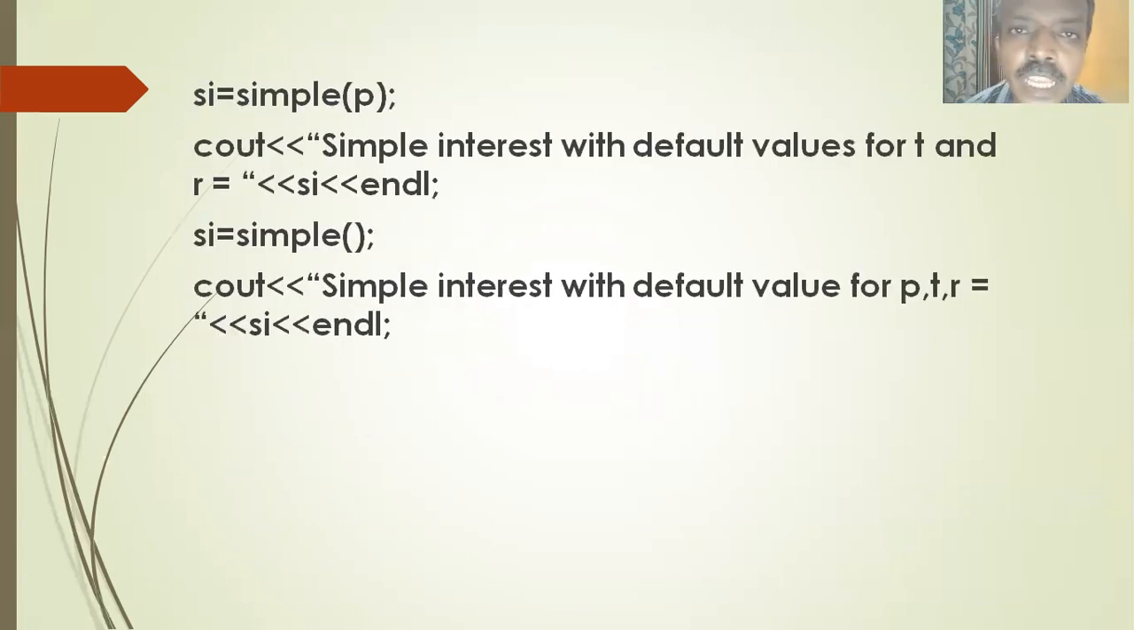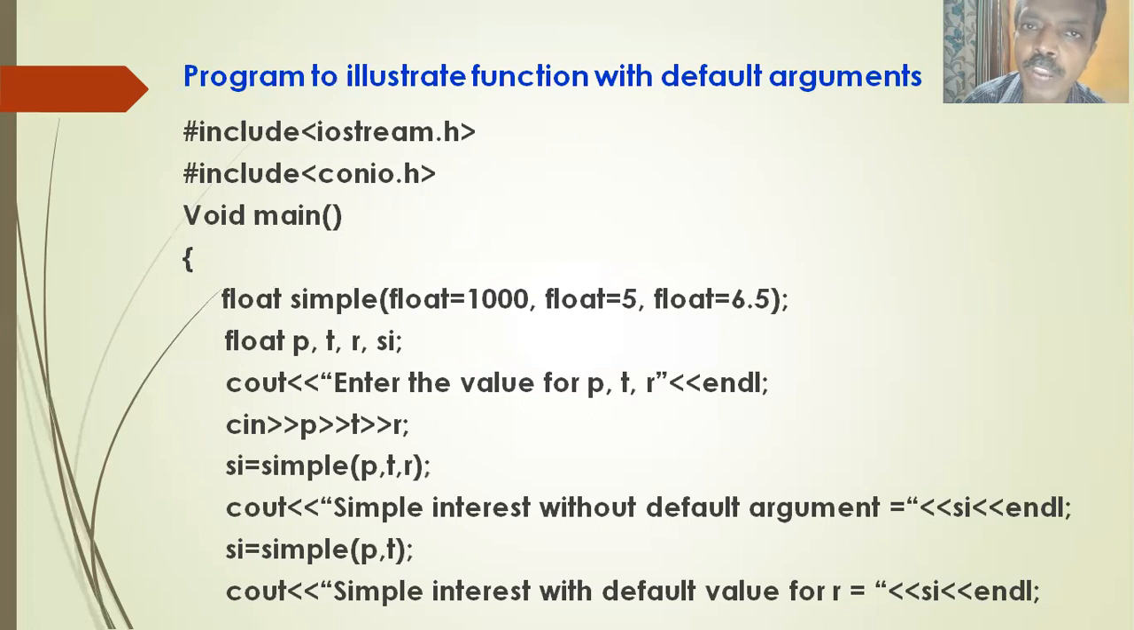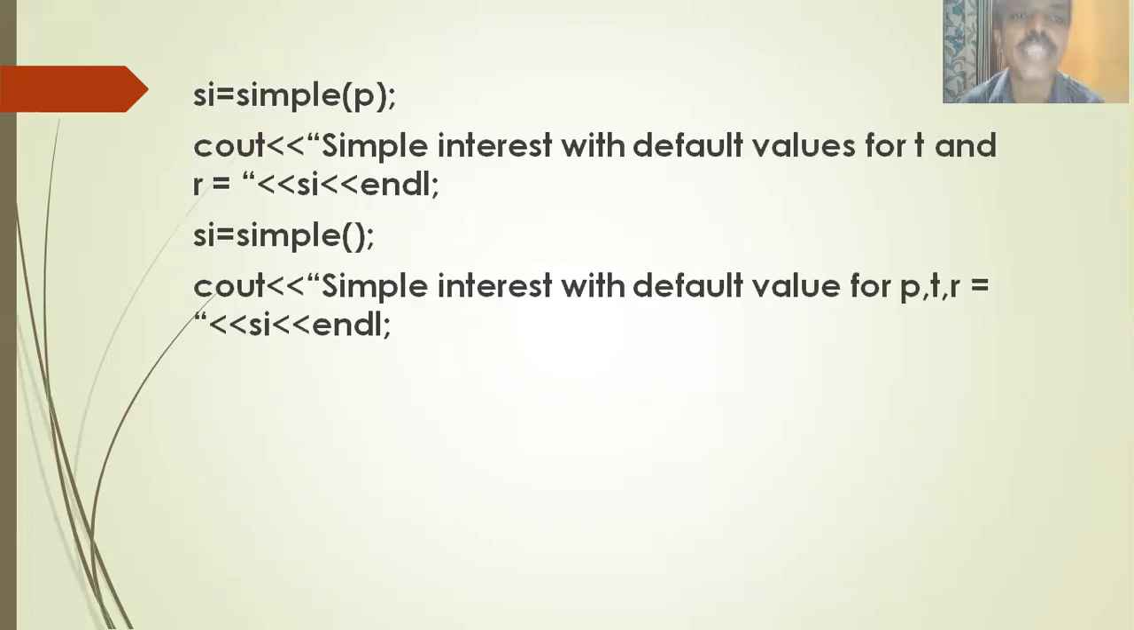Next case, SI equal to simple of P. Here T and R both are missing. Then only for P, whatever value you have given as an input will be considered, whereas for T and R, it will take the default values 5 and 6.5 respectively. And again, display the output: simple interest with the default values for both T and R equal to the value of SI.